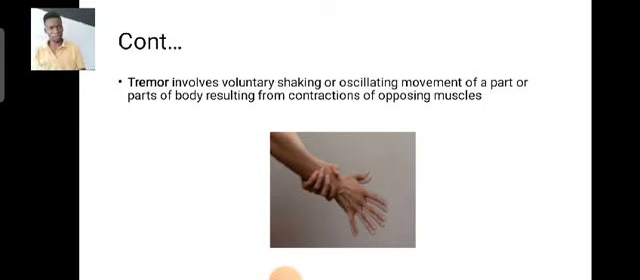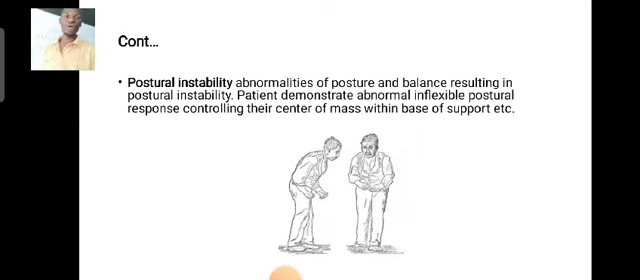As you remember, the cardinal features are tremor, bradykinesia, and rigidity. Those are the cardinal features of Parkinsonism. The last is postural instability, abnormal posture. You can have a forward-bent head posture, or you can have a lateral posture. The posture is unstable; a person cannot sustain a normal, effective posture.